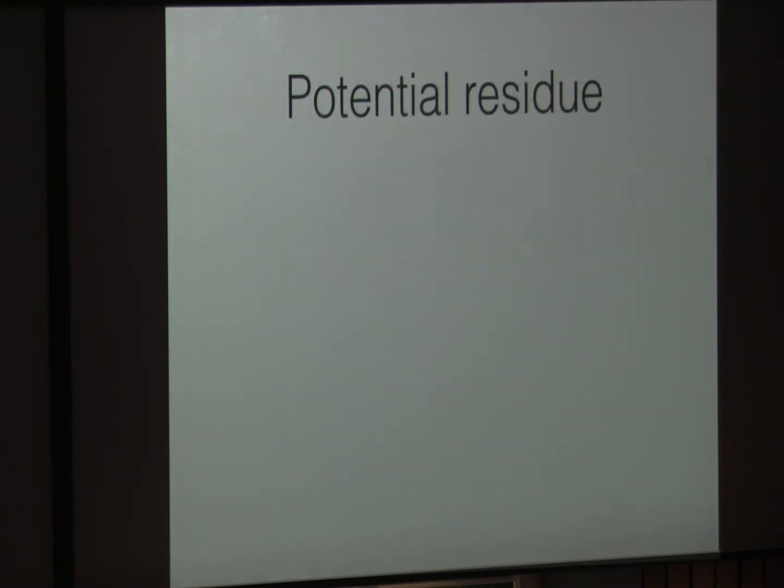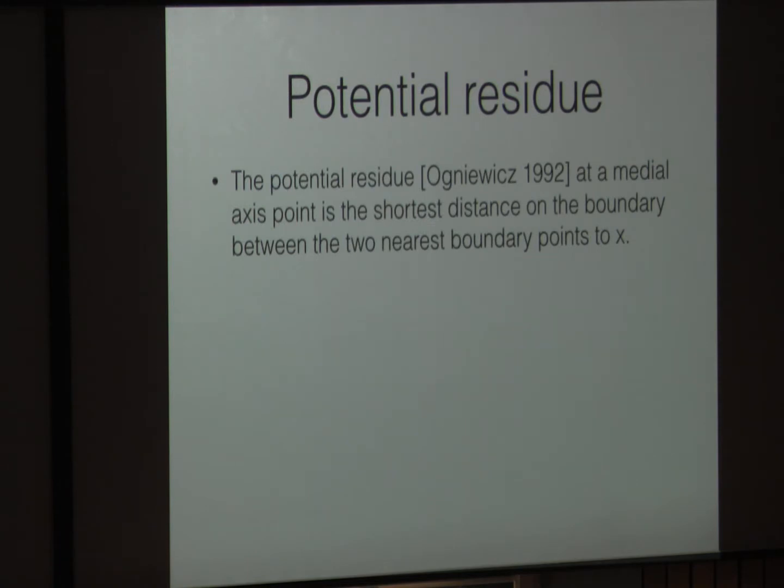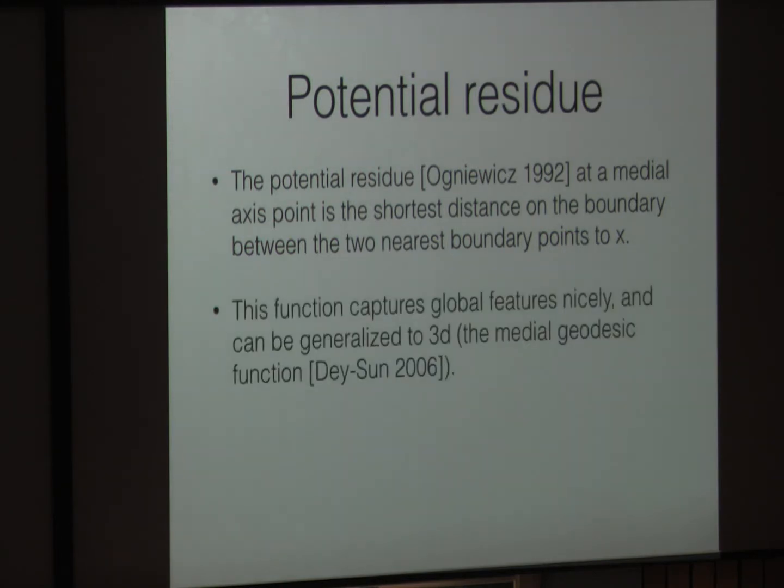So a nicer one in 2D is known as potential residue. This is one I really like. So this dates back to '92. This is the shortest distance on the boundary between the 2 nearest points. So rather than look at distance in space, you constrain yourself to the input shape. And again, I'm going to stick to 2D. You'll get the 3D pictures later. It really does capture global features quite nicely. It does generalize to 3D.